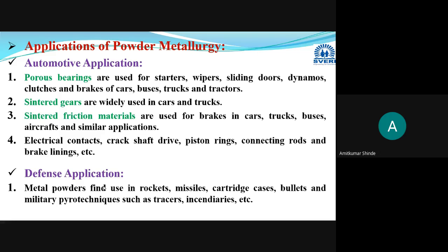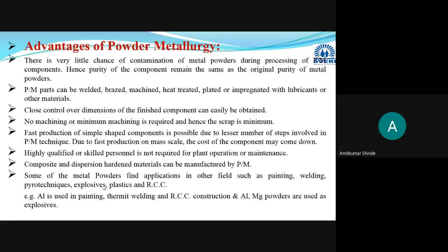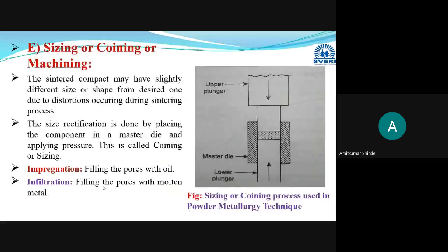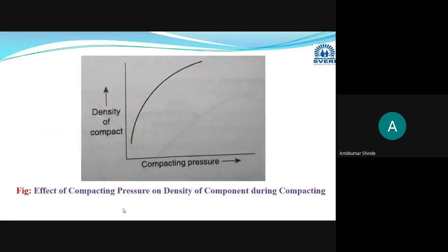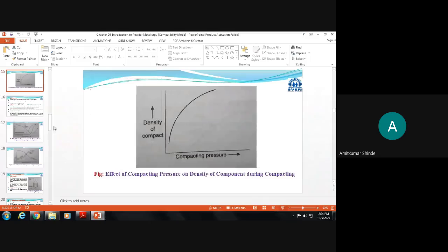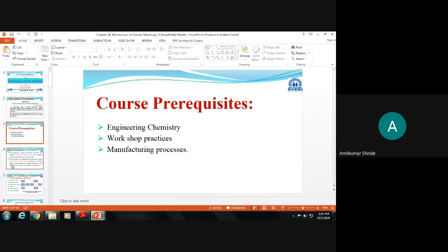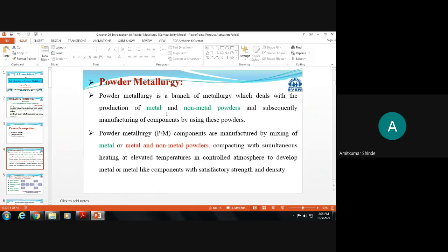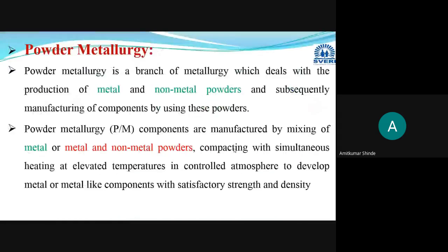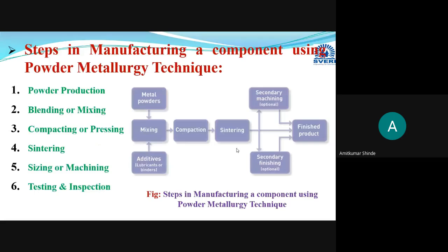Now I will summarize what we have learned in this powder metallurgy chapter. We started this chapter with the concept of powder metallurgy. What is the meaning of powder metallurgy? Then we went through the different steps in the manufacturing of a component using this powder metallurgy technique.